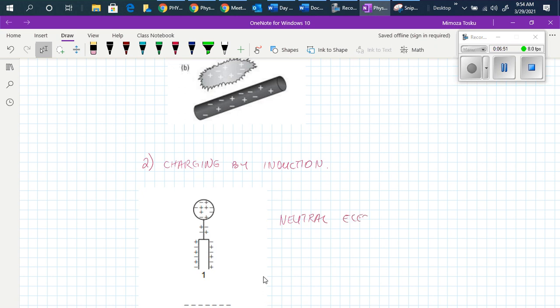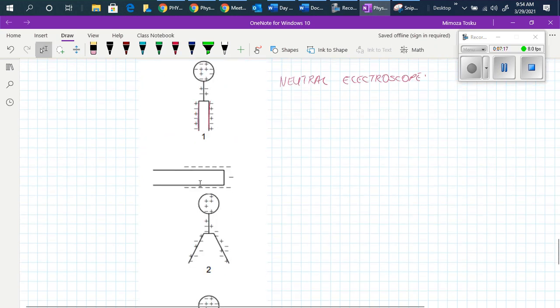You notice that it is neutral because the number of positives is the same as the number of negatives. Another indication is that the two leaves of the electroscope are calm, or parallel to each other. However, now in the second diagram, we add close to the knob of the electroscope a negatively charged rod.